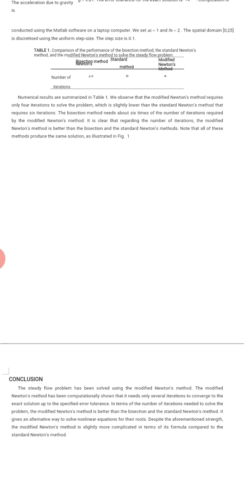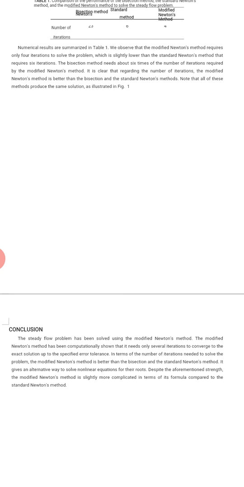We observe that the modified Newton method requires only 4 iterations to solve the problem, which is slightly lower than the standard Newton's method that requires 6 iterations. And also the bisection method needs about 6 times the number of iterations required by the modified Newton's method. It is clear that regarding the number of iterations, the modified Newton's method is better than the bisection method and the standard Newton's method. Note that all of these methods produce the same solution given in the table.